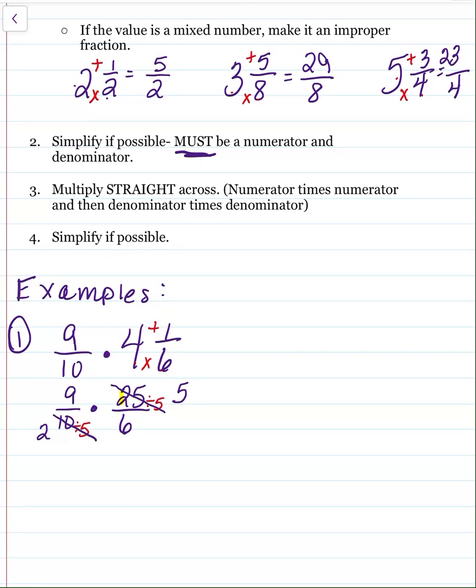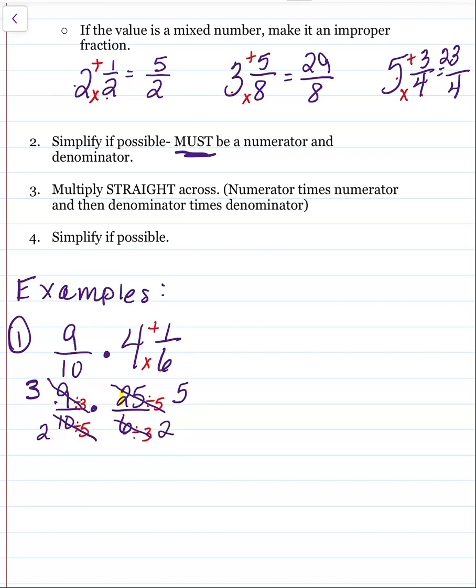Okay, now I'm going to look at the 9 and the 6, and I'm going to say, okay, can I simplify that? Is there a number that goes into 9 and 6? Yep, there is a factor that goes into 9 and 6, and it is 3. So I divide both of them by 3. So I'm going to cross out 9 divided by 3 is 3, and 6 divided by 3 is 2.